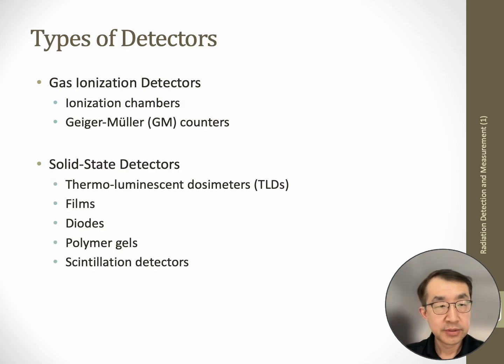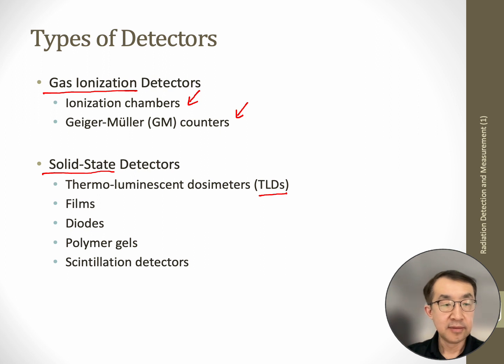We'll categorize those into 3 different categories. One is gas ionization detectors and solid state detectors. And then on the next page, we have liquid detectors. But what are the gas ionization detectors? We are already familiar with this: ionization chambers and GM counters. Whereas solid state detectors are TLDs, OSLDs, and films can be categorized under solid state detectors.